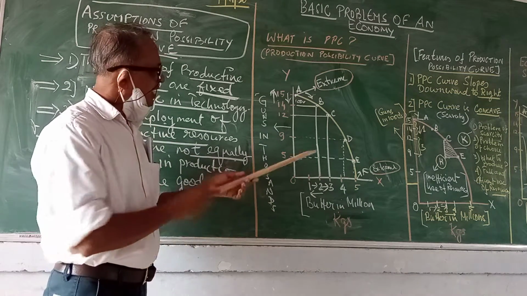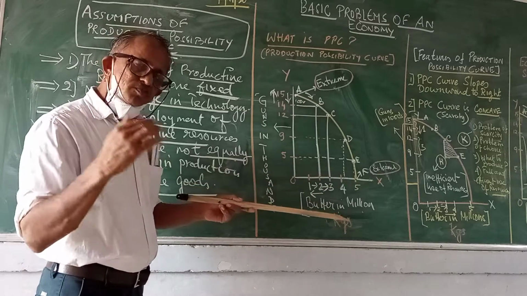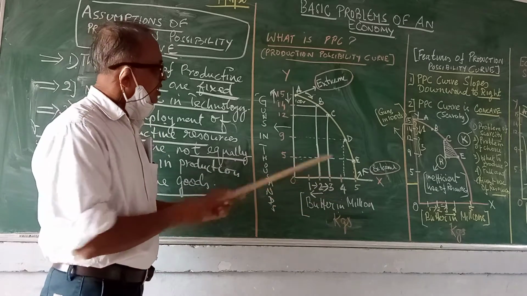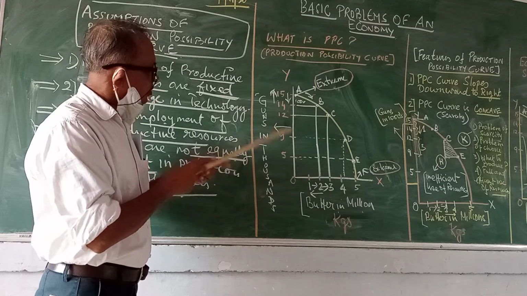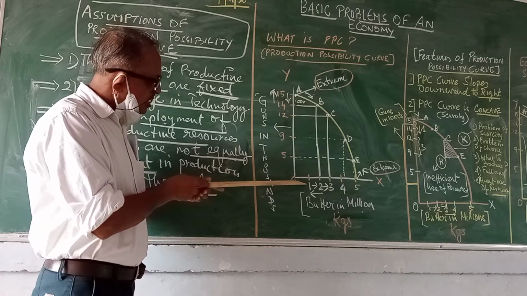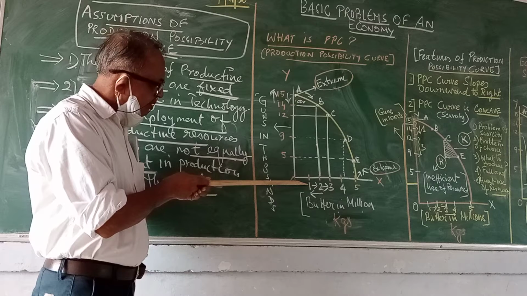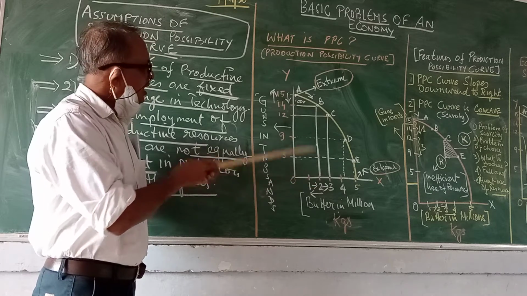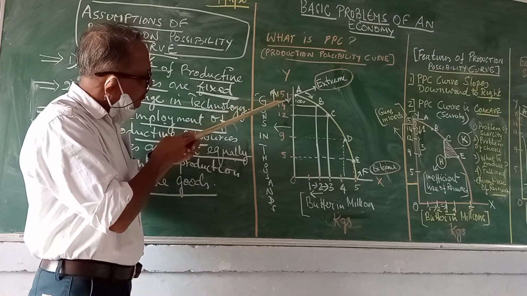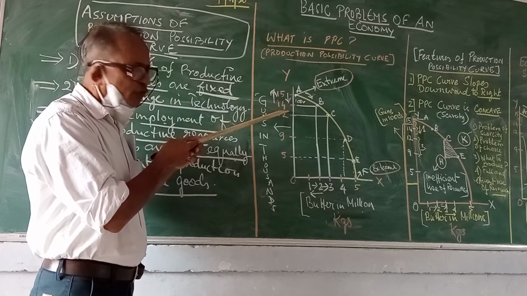And by deciding which product to manufacture more and which product to manufacture less, the production possibility curve acts as a tool. Say for example, now suppose I want to increase the production of butter from 1 million kg to 2 million kg, then I will have to decrease the production of guns from 15,000 guns to 14,000 guns.